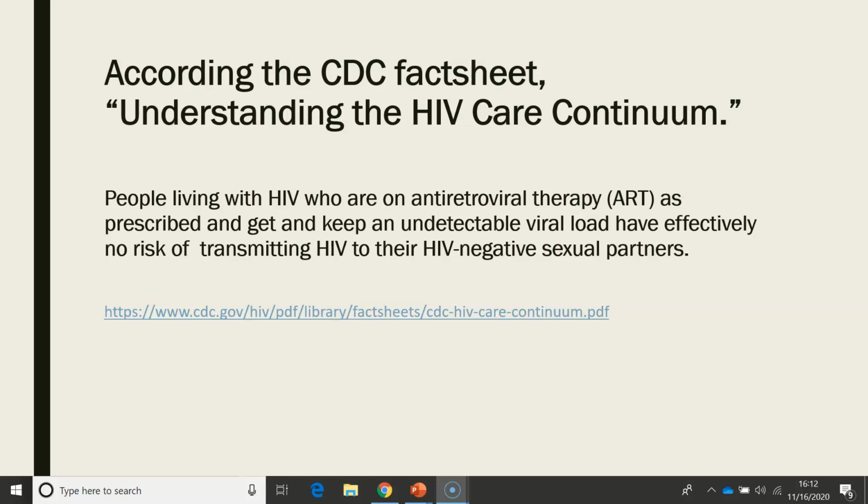Now, this is one of the sheets that I sent you the links to, and the link is also listed here on this slide. According to the CDC fact sheet, Understanding the HIV Care Continuum, people living with HIV who are on antiretroviral therapy, or ART, as prescribed, and get and keep an undetectable viral load, meaning they're taking their medication as prescribed, not missing doses, taking it when it's ordered, have effectively no risk of transmitting HIV to their HIV negative sexual partners. Again, this is on that Understanding the HIV Care Continuum sheet, and this is the link to get to that.